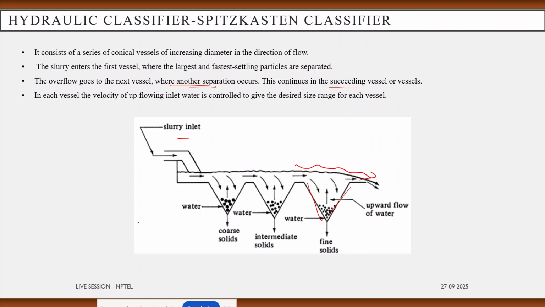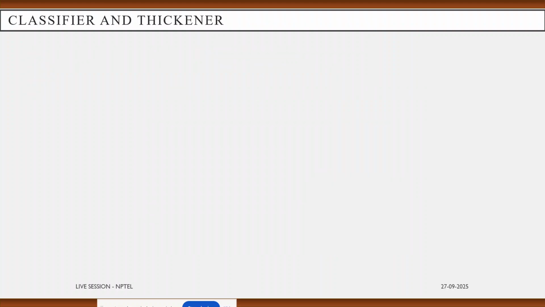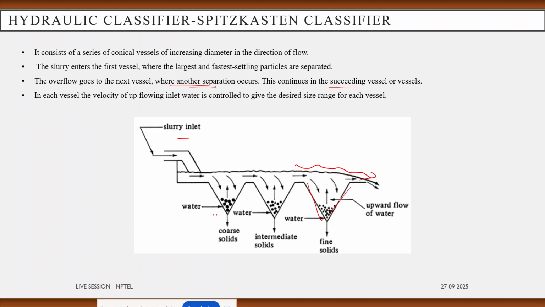In each vessel, the velocity of the upflowing inlet water is controlled to give the desired size range of each vessel. So here we can see that at first, the coarser solids are collected. In between, it is intermediate solid fractions, and at the last it will be fine solids.